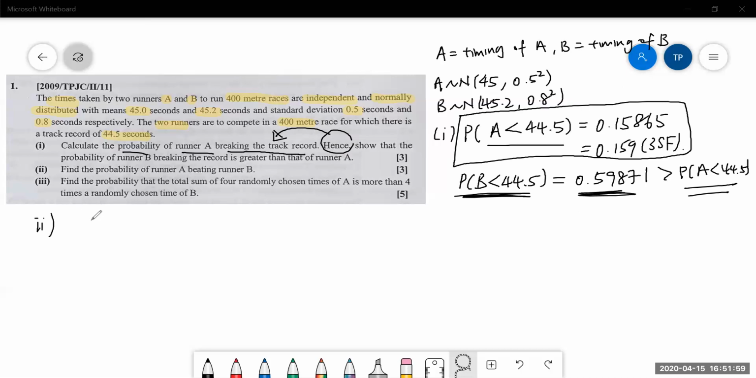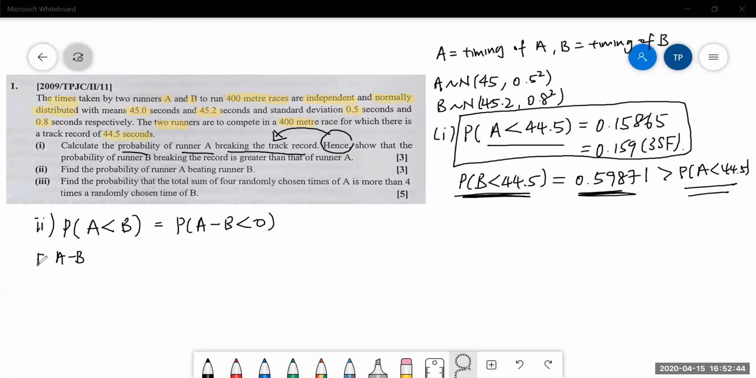Part 2. Find the probability of runner A beating runner B. Runner A beating runner B means who will have a lower timing? A, correct. So it's the probability of A lesser than B. So from here, how do I find the probability of A lesser than B? I have to rearrange to give the probability A minus B lesser than 0. So I have to define a new random variable, which is A minus B.